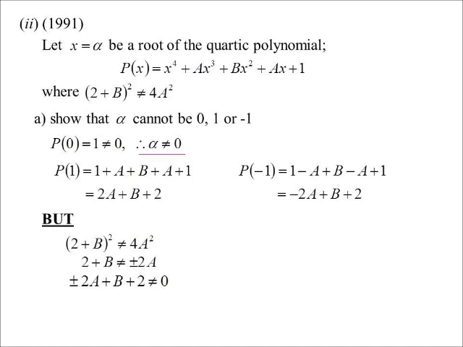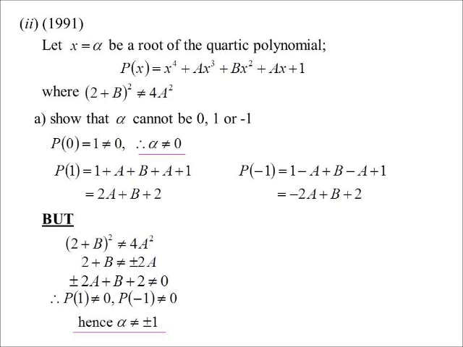So therefore, b plus 2 cannot equal minus 2a, so polynomial 1 can't equal 0. And in the other one, b plus 2 cannot equal positive 2a, so polynomial negative 1 cannot equal 0. That's why that extra piece of information was important. So we can now say that plus or minus 2a plus b plus 2 can't equal 0. So polynomial 1 can't equal 0. Polynomial negative 1 can't equal 0 as well. So alpha can't be 0, 1 or negative 1.